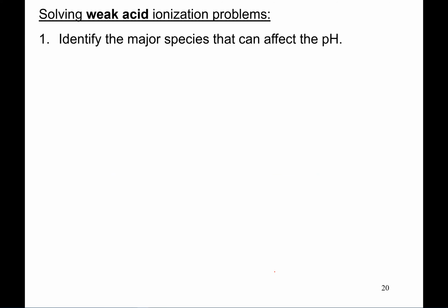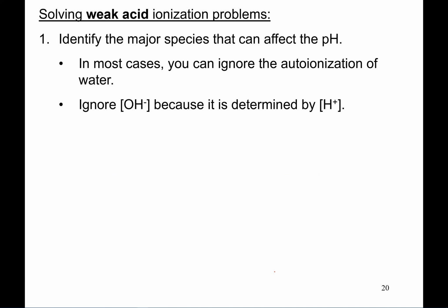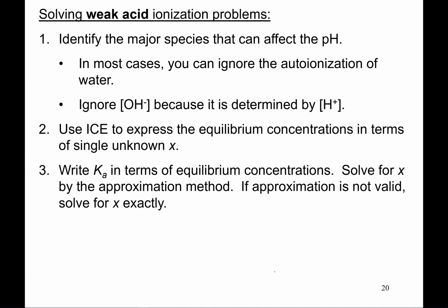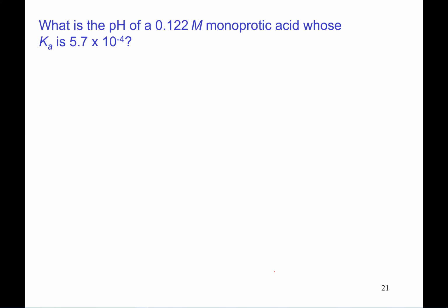Identify the major species that can affect pH. In most cases, you can ignore the ionization of water and ignore the OH because it's determined by H plus. Use an ICE table to express the concentrations in terms of a single unknown. Write the Ka in terms of equilibrium concentrations and solve for X. If the approximation method is not valid, solve exactly. Then calculate the concentrations and or the pH of the solution.